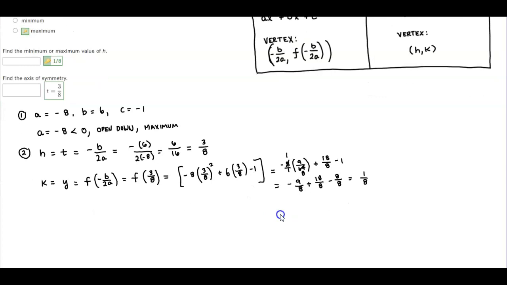So now we know the coordinates of the vertex. So if we have the coordinates of the vertex, then we know that the value of t is 3/8. We know the value of y, or h in this case, is 1 over 8. So this is going to represent the maximum value, and that is the maximum value of h. And then this is the axis of symmetry, which is t, which is equal to 3 over 8.